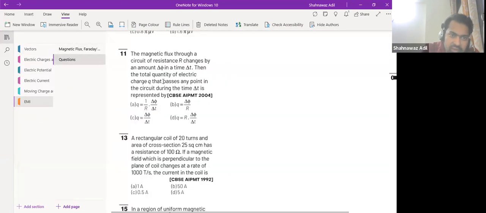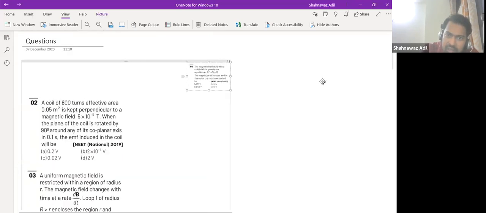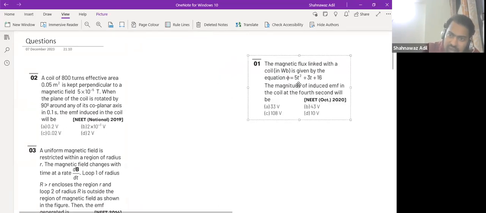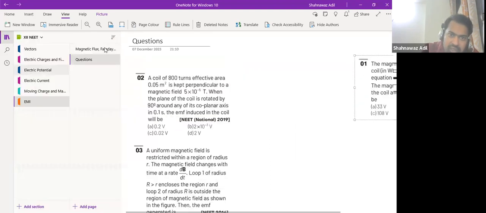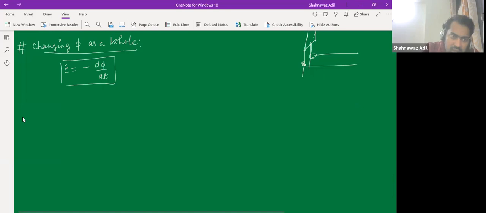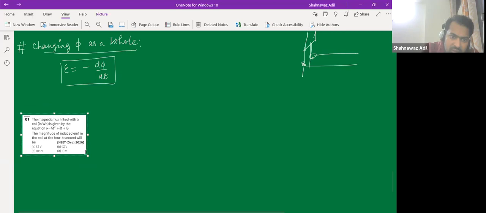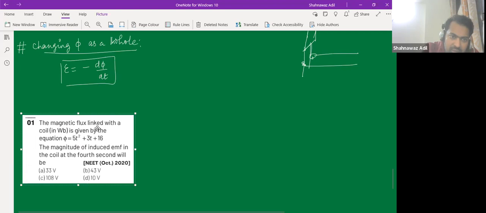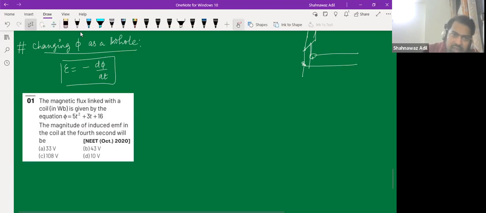So the first question that you have, right? This is the first question, and this has been asked in the latest NEET exam. You guys see how easy this question is. You are given this flux, and they want you to calculate the induced EMF.